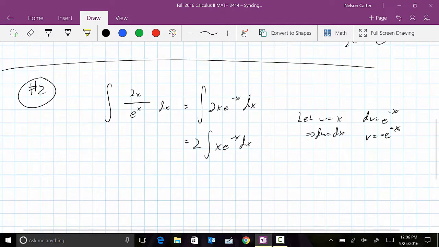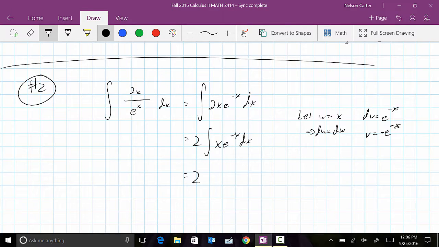Okay. So then this is now 2 times u times v minus the integral of v du. Now why did I make this a plus sign? Because this had a negative, so this negative, which was here, I pulled it out, and that made that positive. So that's why I did that.